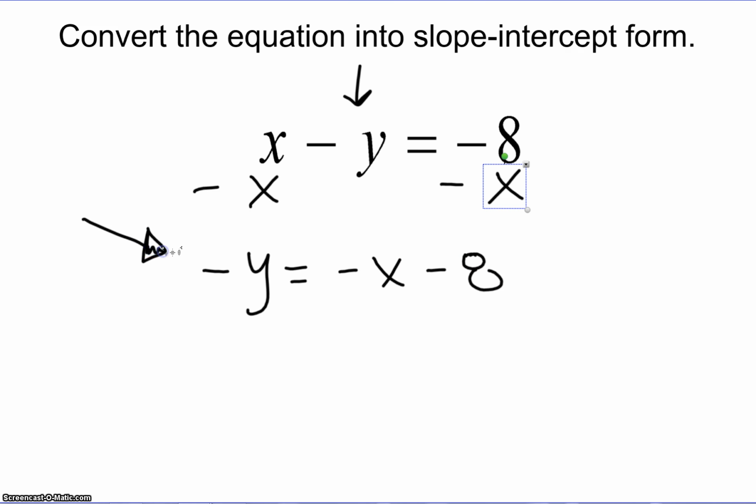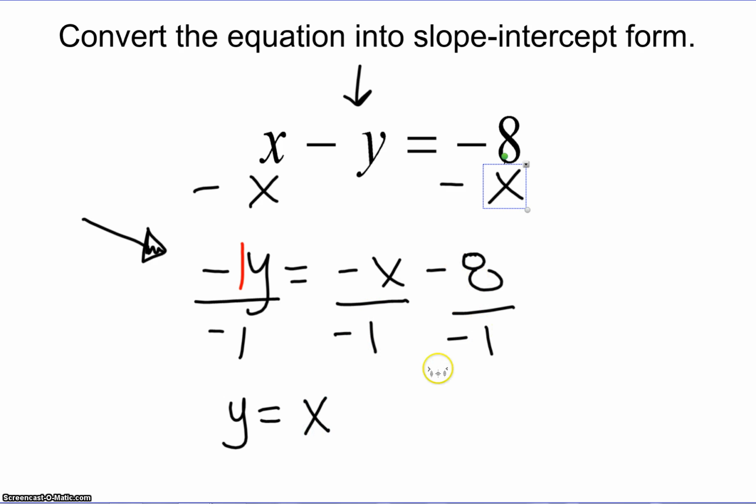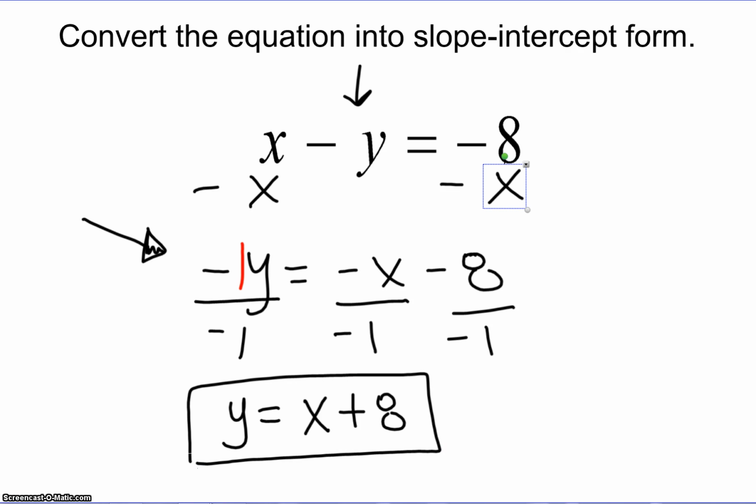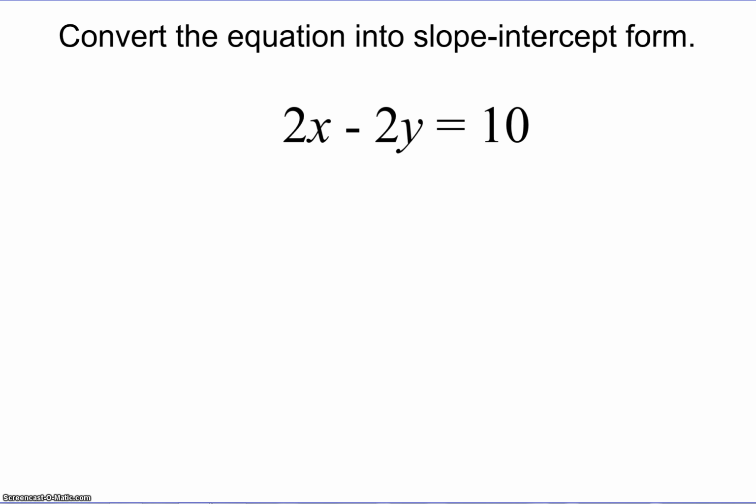Is it positive? No. I know I need to divide by a negative 1 because you have that invisible 1 right there. So if you divide by the negative 1, your y becomes positive. If I divide by negative 1 on this side, I have to divide by negative 1 on the other. Those cancel. I'm left with y equals, well, negative 1x divided by negative 1 is just x. Negative 8 divided by negative 1 is plus 8. So now it is in slope-intercept form, y equals mx plus b. When you're done with that one, go ahead and go to the next example.